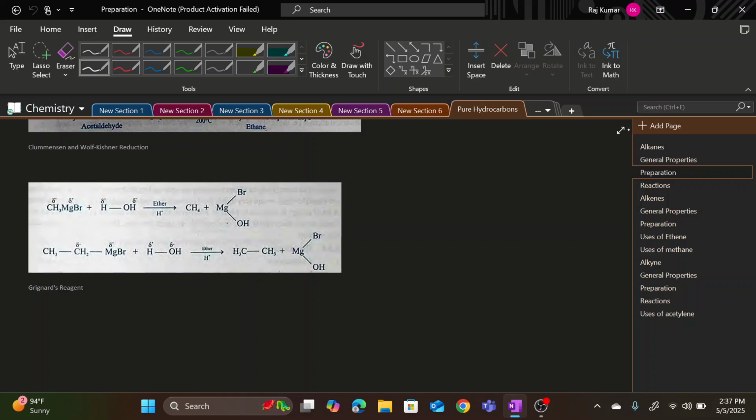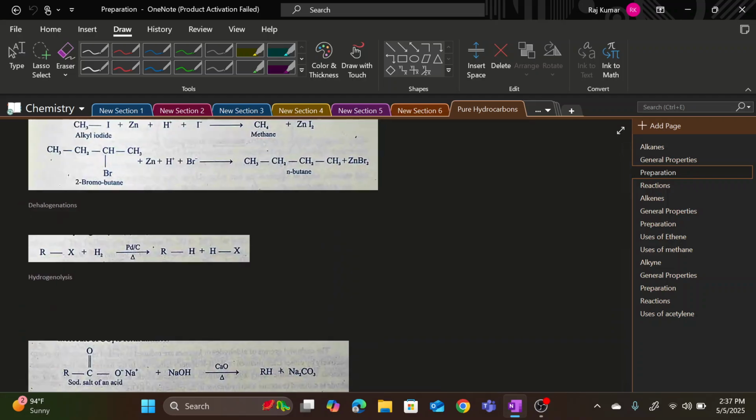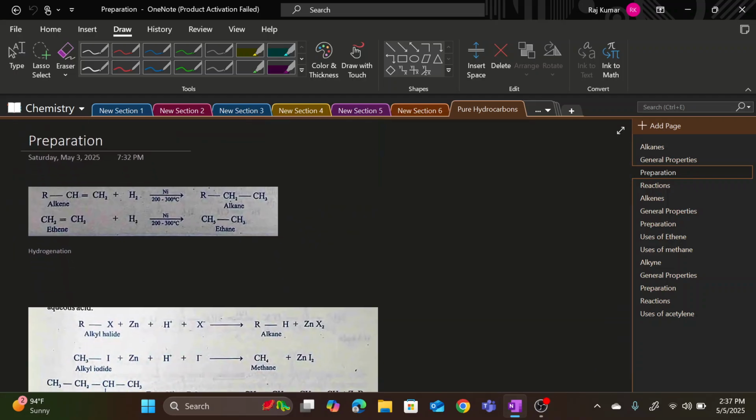Now let's move on to the next part, which is the preparation of alkanes. How can we prepare alkanes? Generally there are six methods of preparing alkanes. Number one method is hydrogenation, the addition of hydrogen. When we take hydrogen gas and add it to an alkene or alkyne in the presence of a catalyst, which is nickel, palladium, or platinum, at a high temperature of 200 to 300 centigrade, we get an alkane.